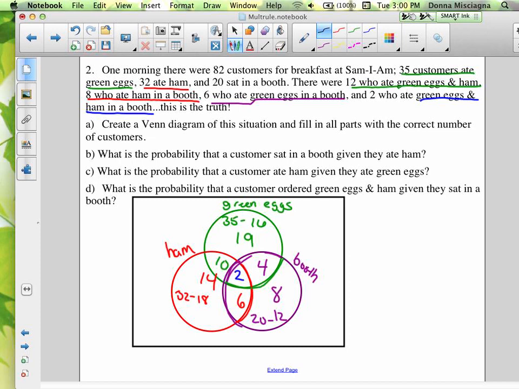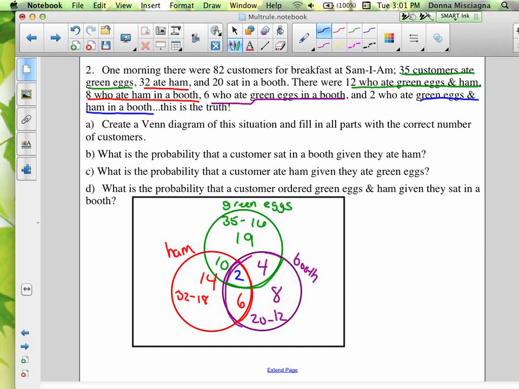So I'm going to get my calculator out, and I'm going to add up all the people that we have represented. All right, so I'm going to add up all the spaces. We got a 14, we got a 10, we got a 2, we got a 6, we got an 8, we got a 4, and a 19. I should have 7 numbers. 1, 2, 3, 4, 5, 6, 7 numbers. When I add them up, I get 63, not 82. 19 people are missing. Where do those people go?